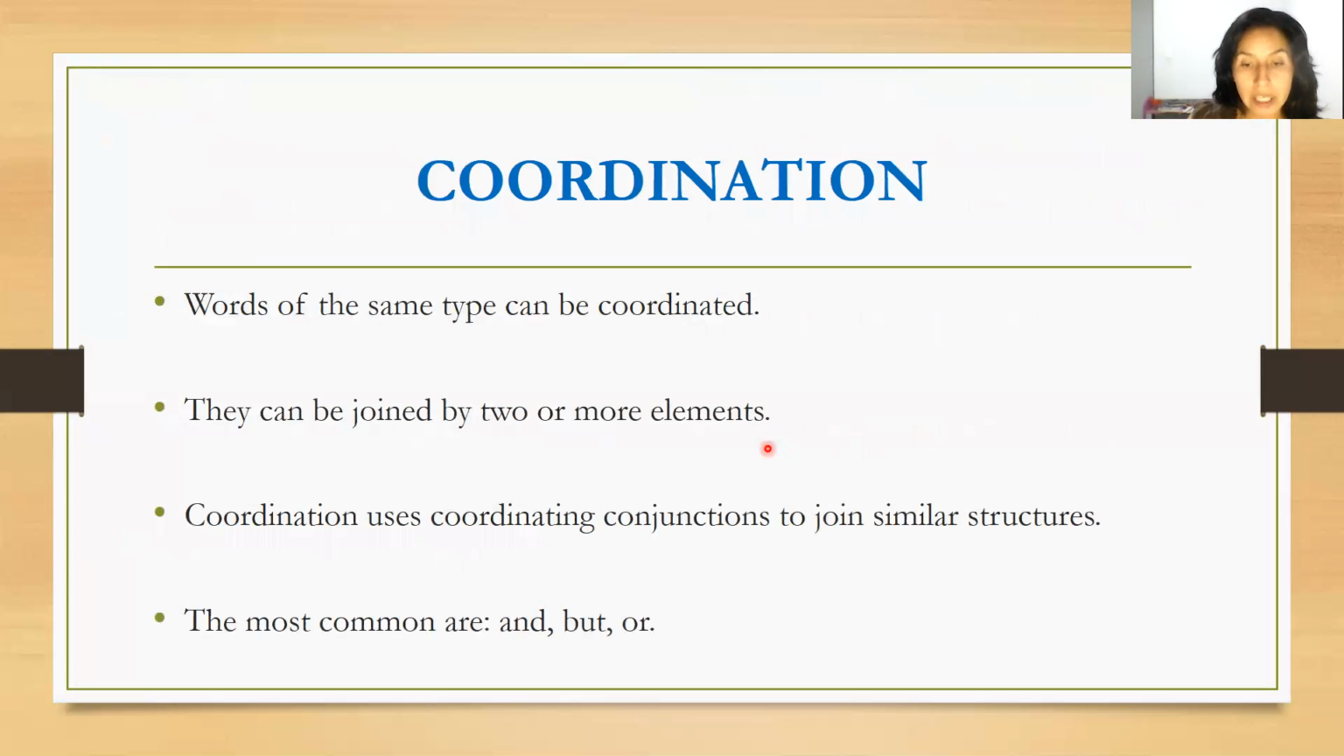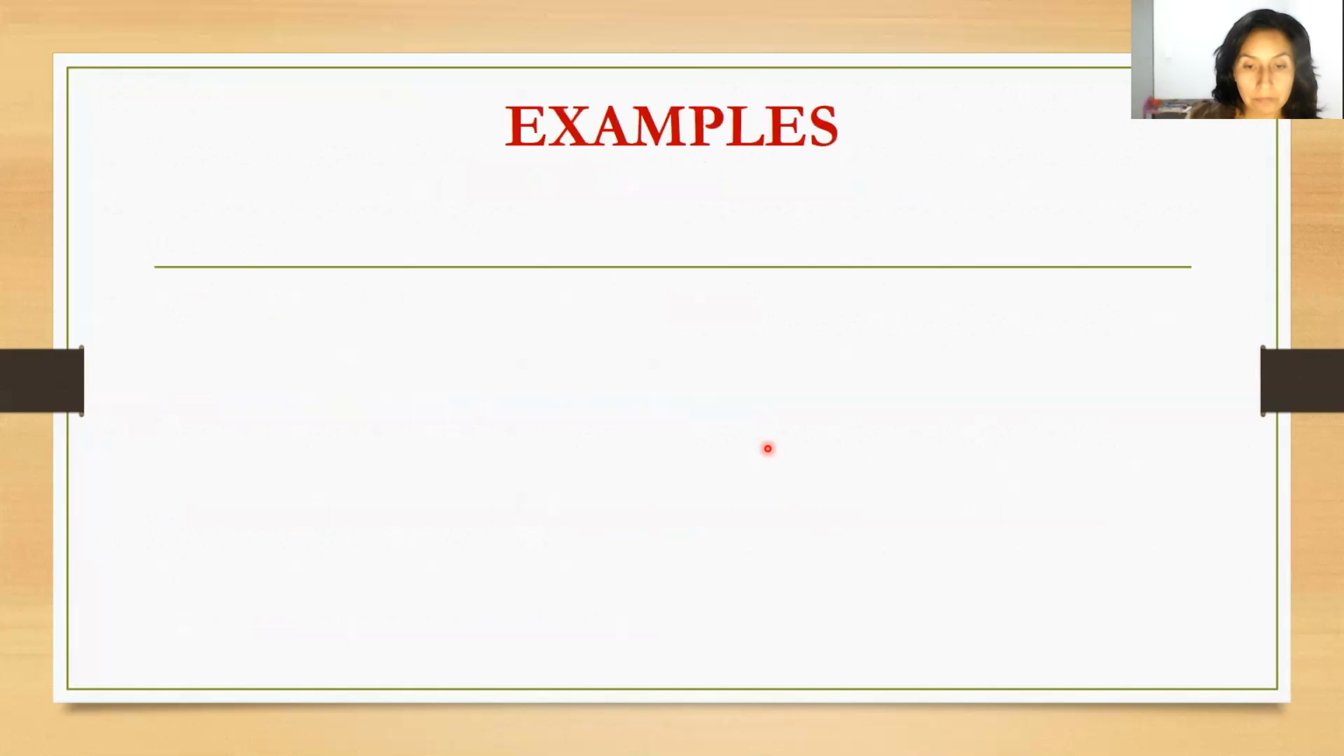Coordination. Coordination words are words of the same type because they can be coordinated. It means they can be conjoined by two or more elements known as conjunctions, such as and or or. For example, first, Nicholas and his wife walk to work every day. In that case, Nicholas is a noun phrase of one word, and his wife is a noun phrase of two words, but both of them belong to the same category of nouns.